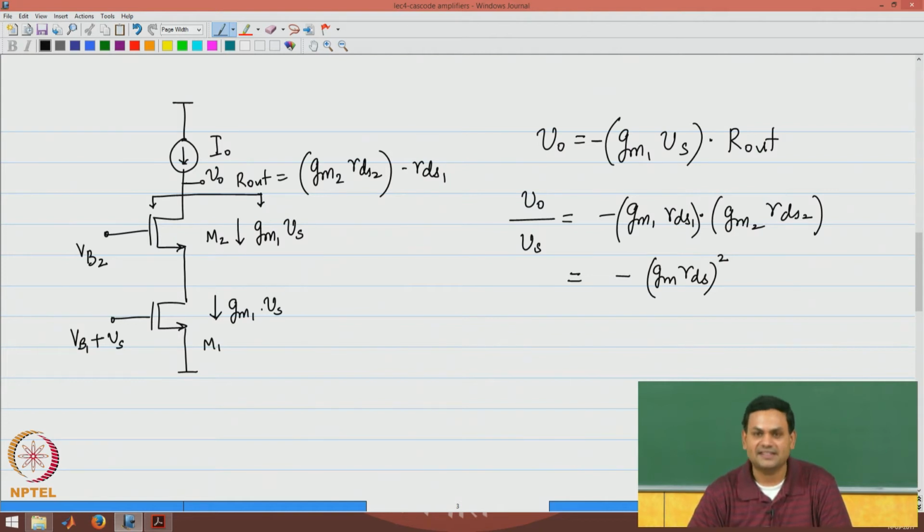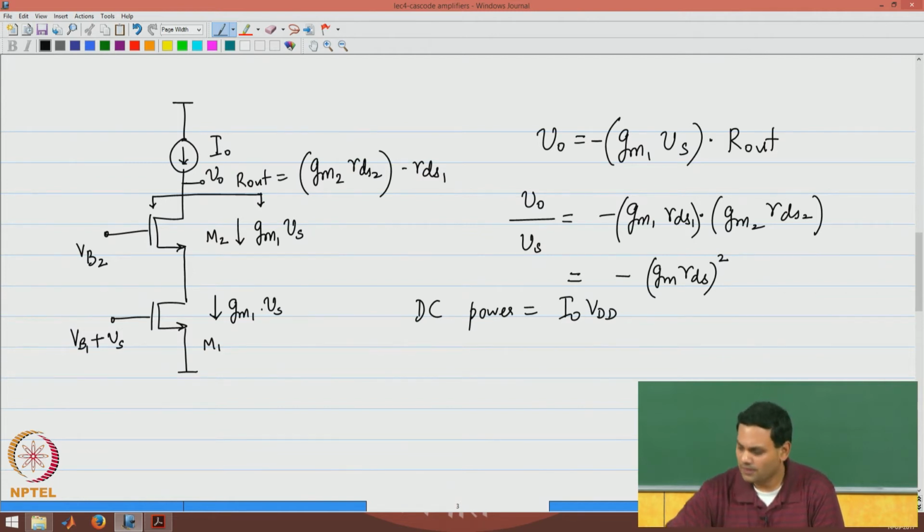The difference in this case is that we have used only one single device, one single current I naught. So, the total DC power consumption is I naught times VDD. We do not need a cascade of two amplifiers. We have managed to get such a large gain with only one single amplifier. Now, it turns out that there are a couple of other variants of this circuit.